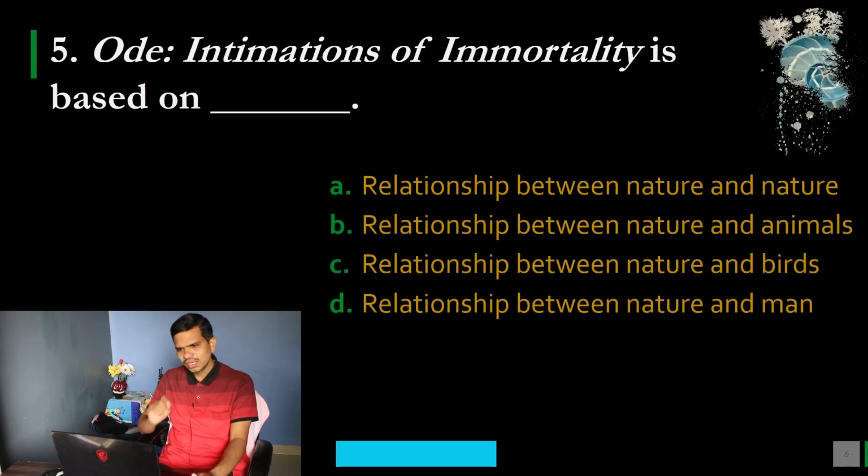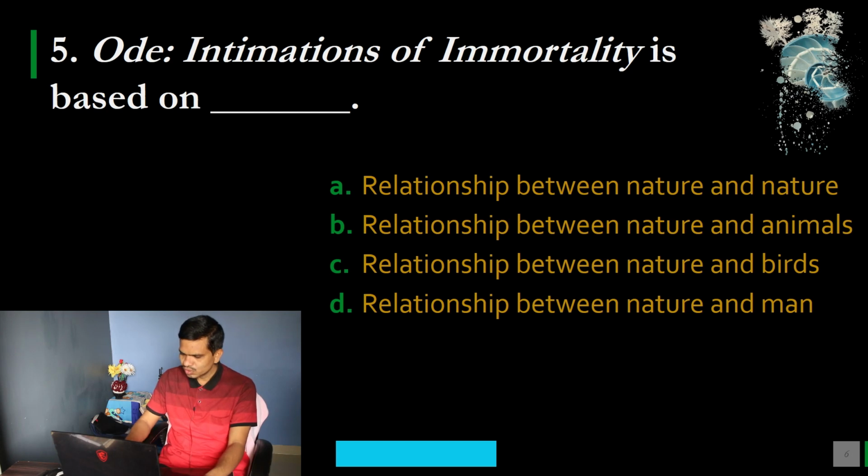Question number 5, Ode Intimations of Immortality is based on. Options are A. Relationship between nature and nature, B. Relationship between nature and animals, C. Relationship between nature and birds, and D. Relationship between nature and man.